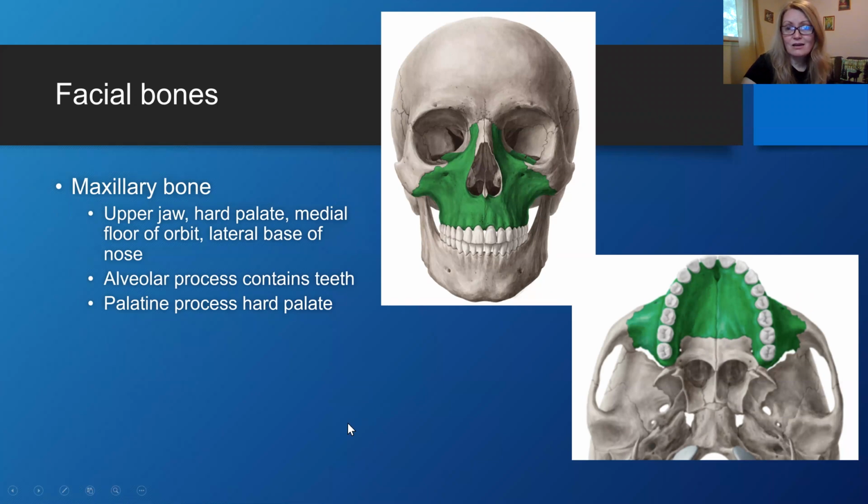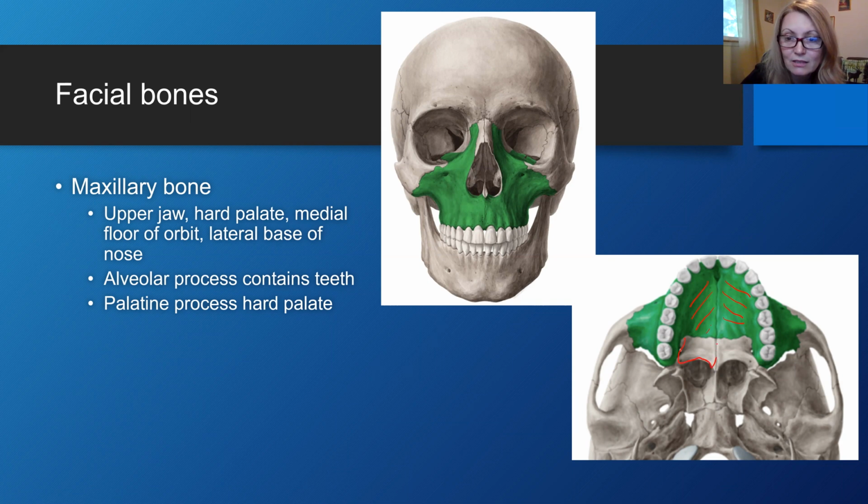Okay, so those were the bones of the skull. Now let's move to facial bones. We're going to start with the maxillary bone, shown here in green. It's your upper jaw. It also forms a part of the hard palate. So it's right there. That's the hard palate that separates your oral and nasal cavities.